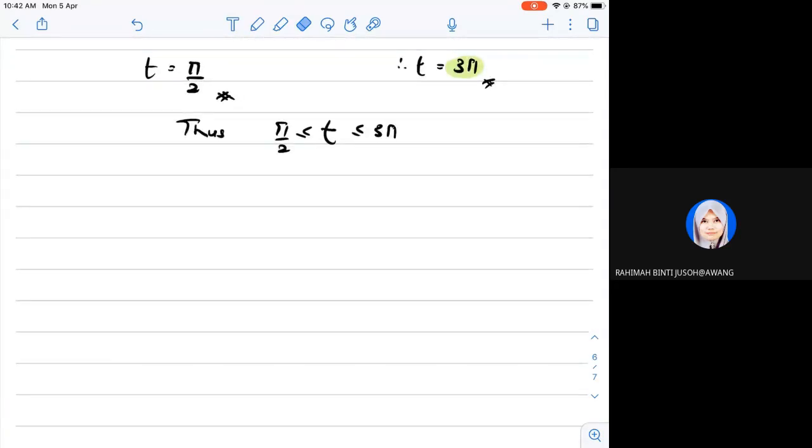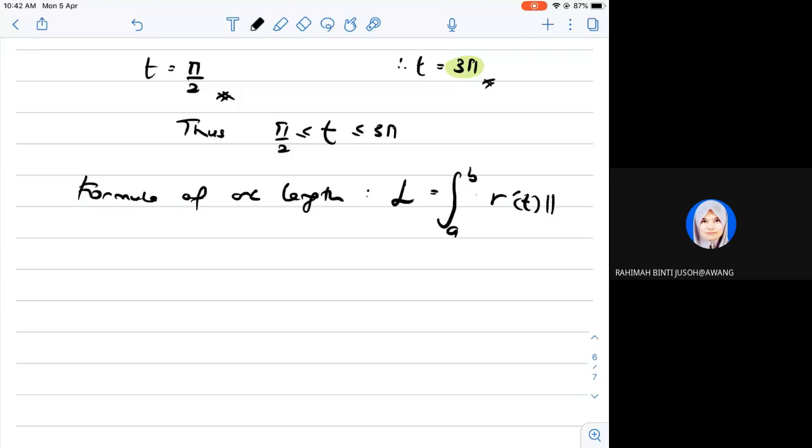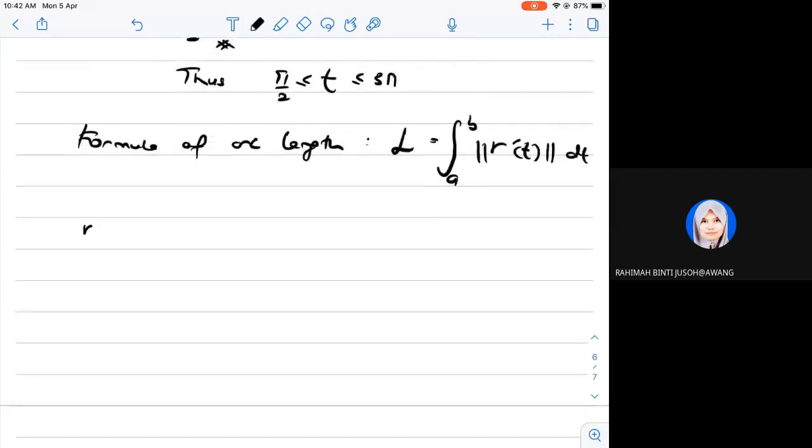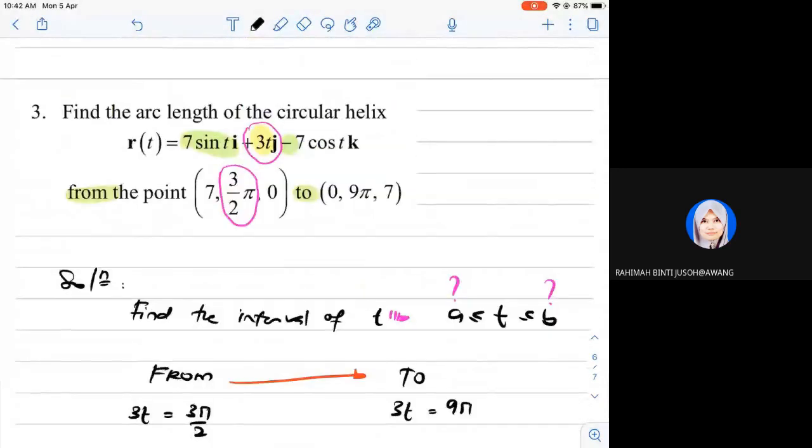Okay, so we have the interval. Next step is we need to find R prime. Okay, because the formula of arc length equals L, integration from A to B of the magnitude of R prime T dt. So find R prime. Differentiate our RT first.